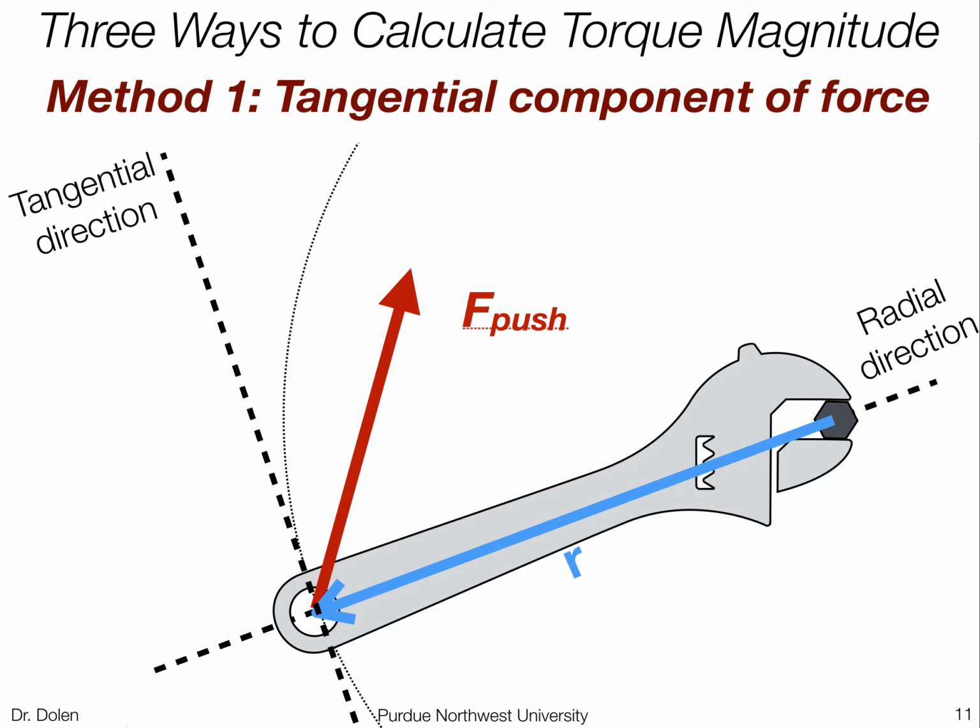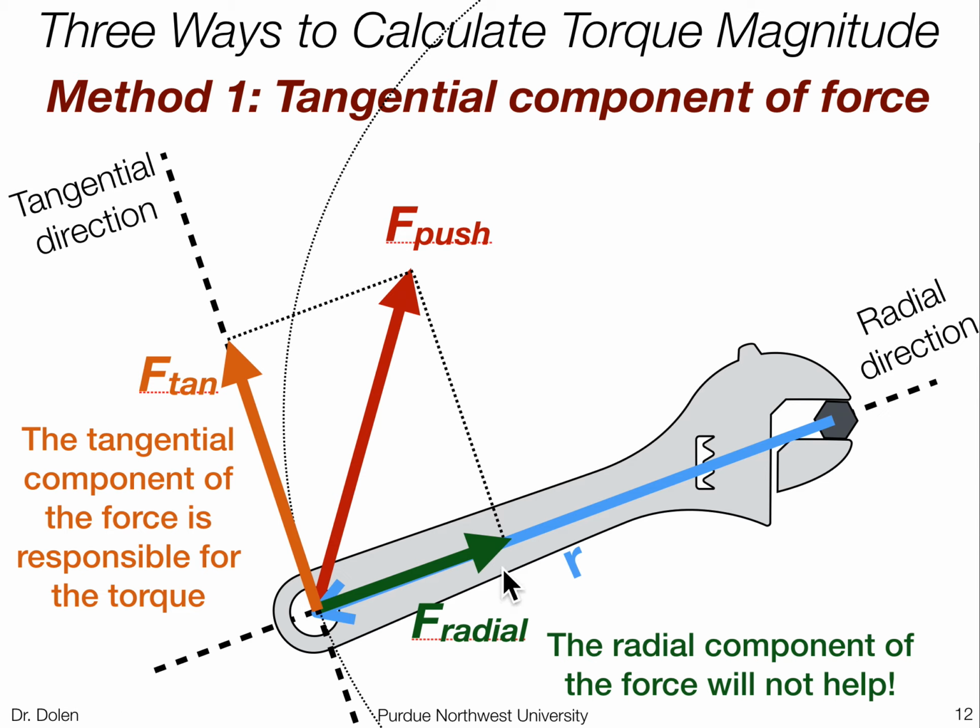Once I've done that, I can break up this force into components along these 2 axes. So I'm going to break it up into a radial component. The red vector has some component along this radial axis, which is this green arrow. So this is my radial component of the force, and this red arrow of the force of my push has some component given by this orange arrow along the tangential direction.